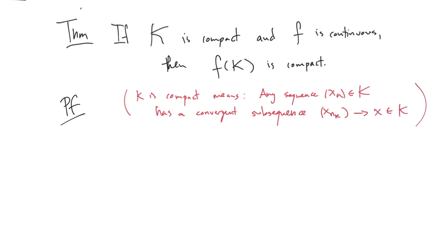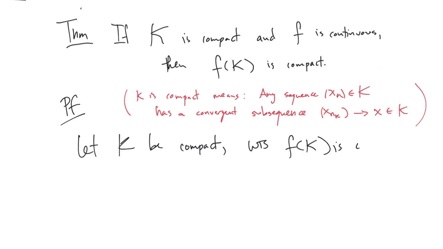So let's prove the theorem. We assume that K is compact, so let K be compact, and we need to show that F of K is compact. What does it mean to show something is compact? You take any sequence in F of K, and you have to show that it has a convergent subsequence. So I'm going to take y_n in F of K.